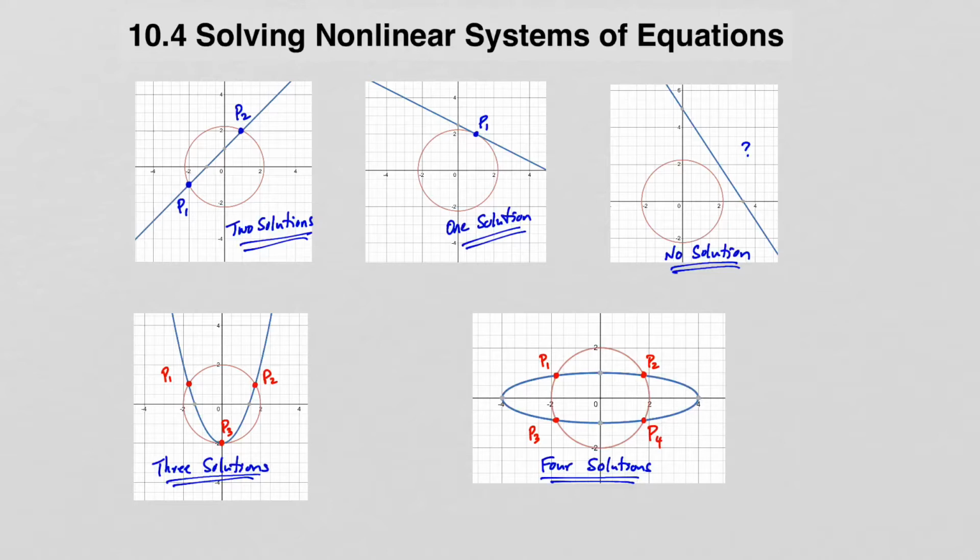Down below, I have a slightly more complicated scenario. Here we have a circle and a parabola, and in this case, the parabola intersects the circle in 3 points, so there are 3 solutions. And in the final graph, we have a circle and an ellipse. In this case, they actually intersect in 4 points, and so there would be 4 solutions.